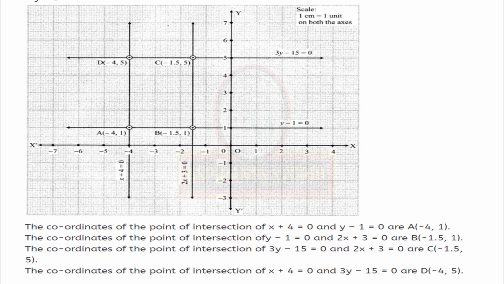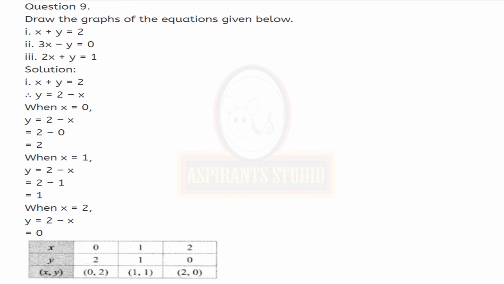So when you draw the graph, you have to write the scale. 1 centimeter is equal to 1 unit on both the axes. Then draw the 4 lines. I have taught you how to draw the lines, and then you write the answer. Now coming to the next question.